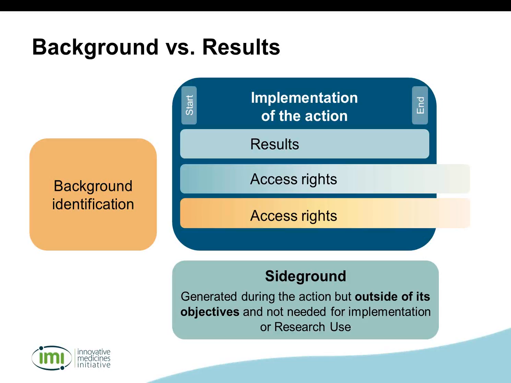So in order to avoid a future legal dispute, it's very important to draft clearly what the objectives of the project are, because if something falls under the objective of the project, it is result, so it's covered by the IMI IP policy, while if it falls outside the scope of the project objective, then it's sideground, and then there is no minimal provision applicable to this information.